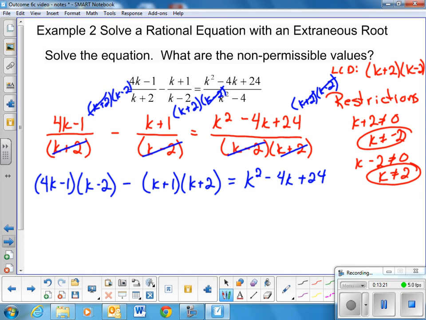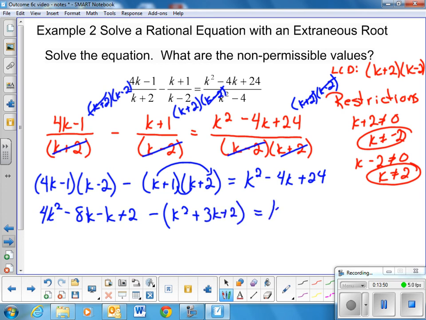Distributing to get rid of those brackets gives me 4k squared minus 8k minus 1k plus 2. Subtract. Multiplying out the second one gives me k squared, and when I do this I get 2k and another k, which gives me a total of 3k's plus 2. And nothing to simplify on the right-hand side.